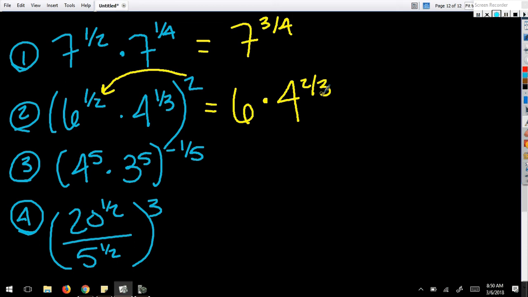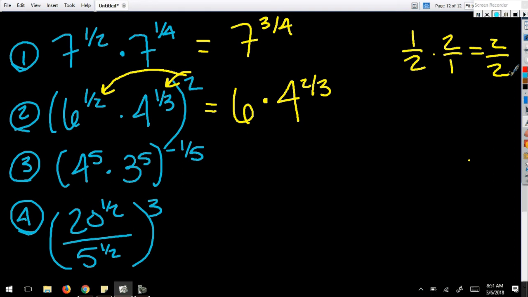What did you do? I distributed the 2 on the outside. How was 1/2 times 2 equal to 1? If you double 1/2, if you double a half, it's a whole. You multiply it, you get a whole.